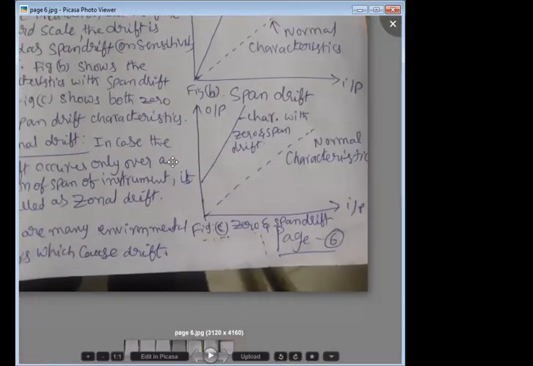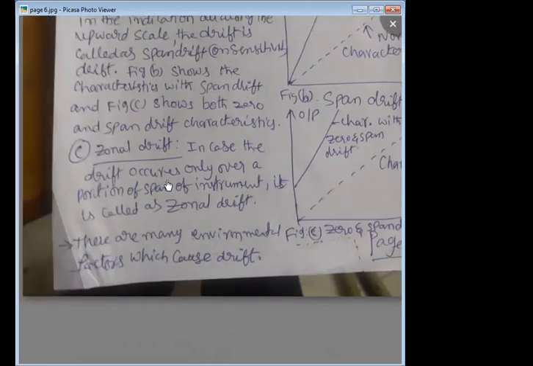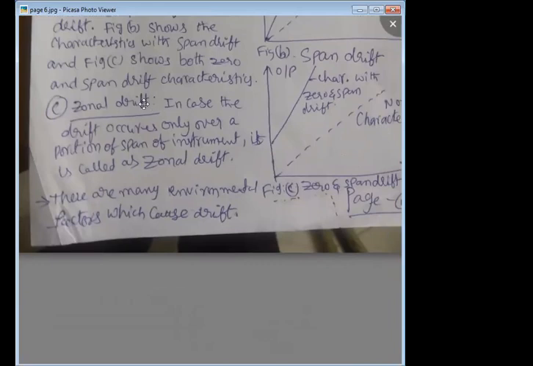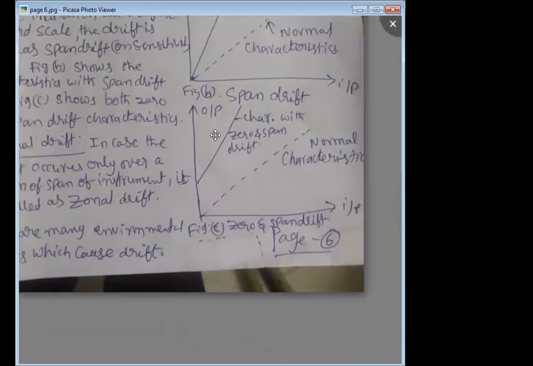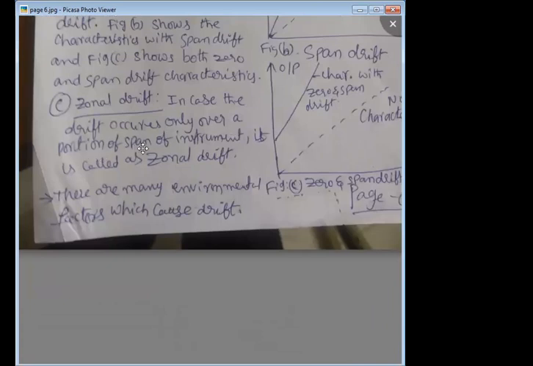In some cases, an instrument has both zero and span drift. See here, initially this has zero drift and is not following the normal characteristics. It is deviating and it is changing at the span. So this is the representation of the characteristics having both zero and span drift. And the next one is zonal drift. Zonal drift means at a particular zone of the curve we have a deviation. In this case, drift occurs only over a portion of the span of the instrument. It is called zonal drift.